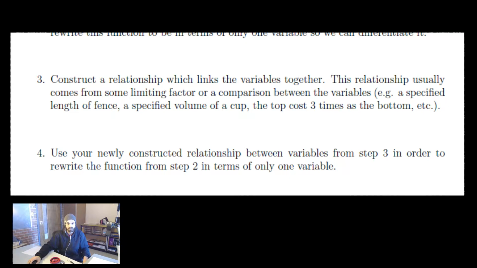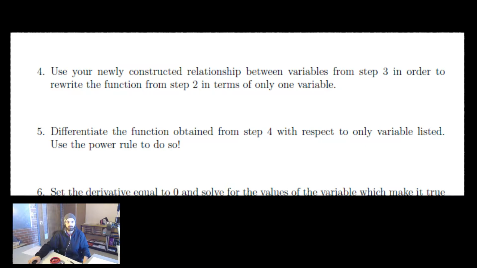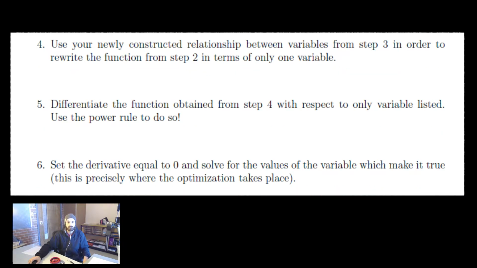So use your newly constructed relationship between variables from step 3 in order to rewrite the function from step 2 in terms of only one variable. And then once we have that function in terms of only one variable, we can then differentiate. So step 5, we need to differentiate the function obtained from step 4 with respect to the only variable listed. Be sure to use the power rule to do so. If you do it with the difference quotient, you're kicking water uphill. It's going to be a battle you don't want to fight.